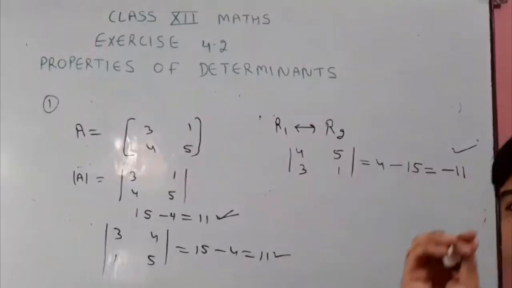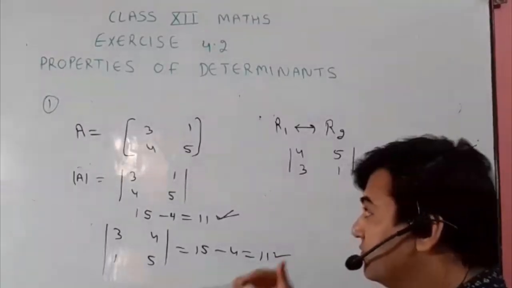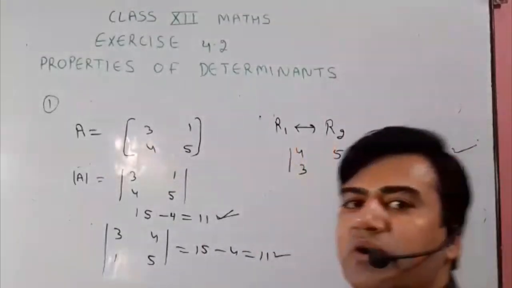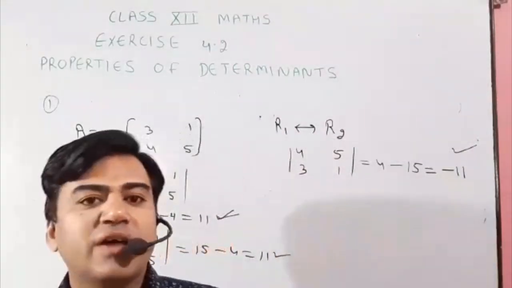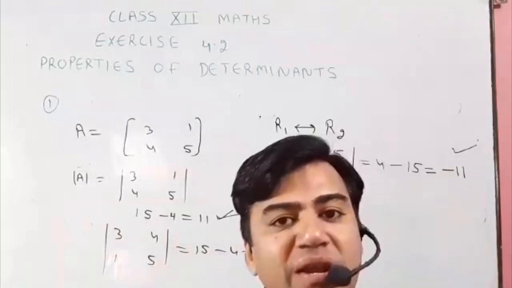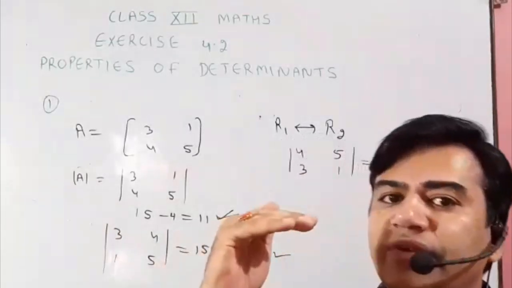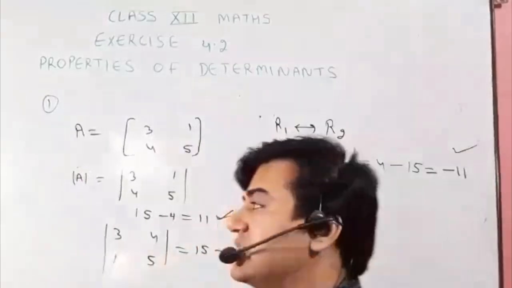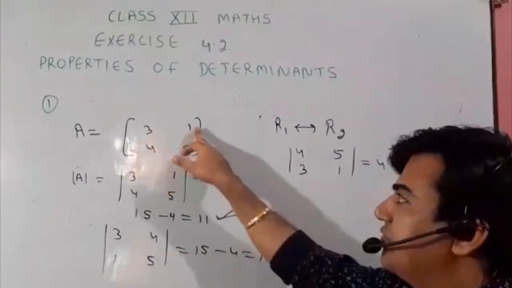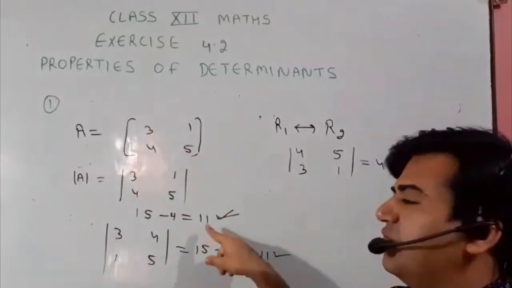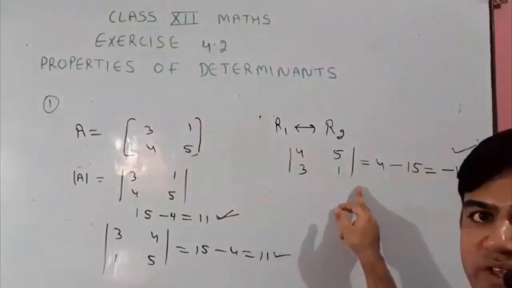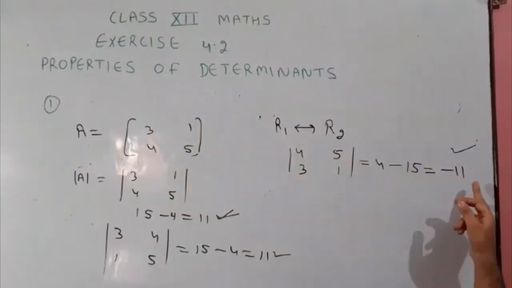The second property is if we interchange a row by a row or a column by a column, the sign of the determinant changes. By this example, this was first row, this was second row, then the value was 11. When this is first row and this is second row, in this case, the value is minus 11.